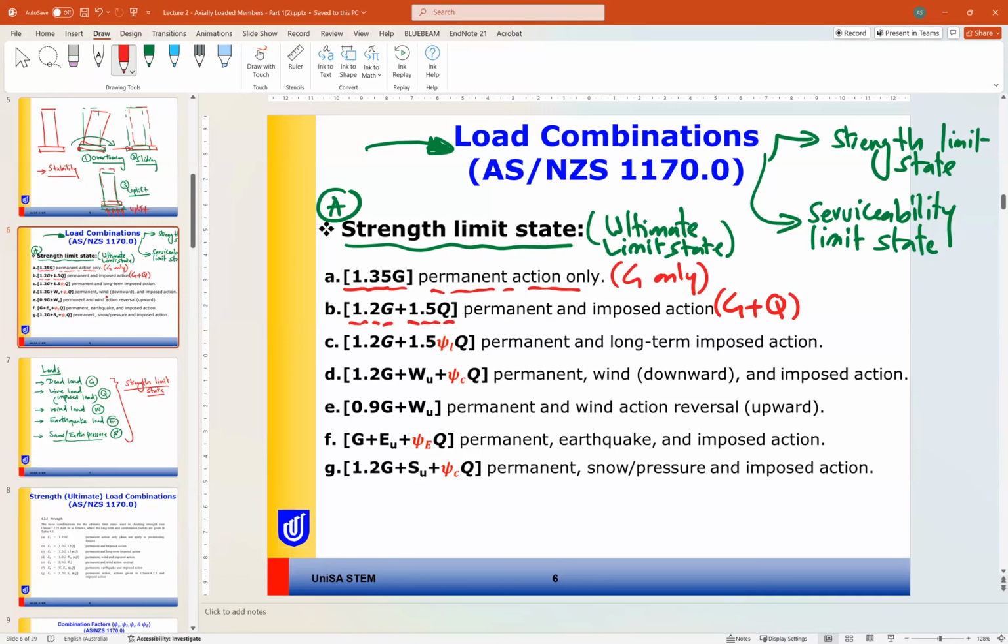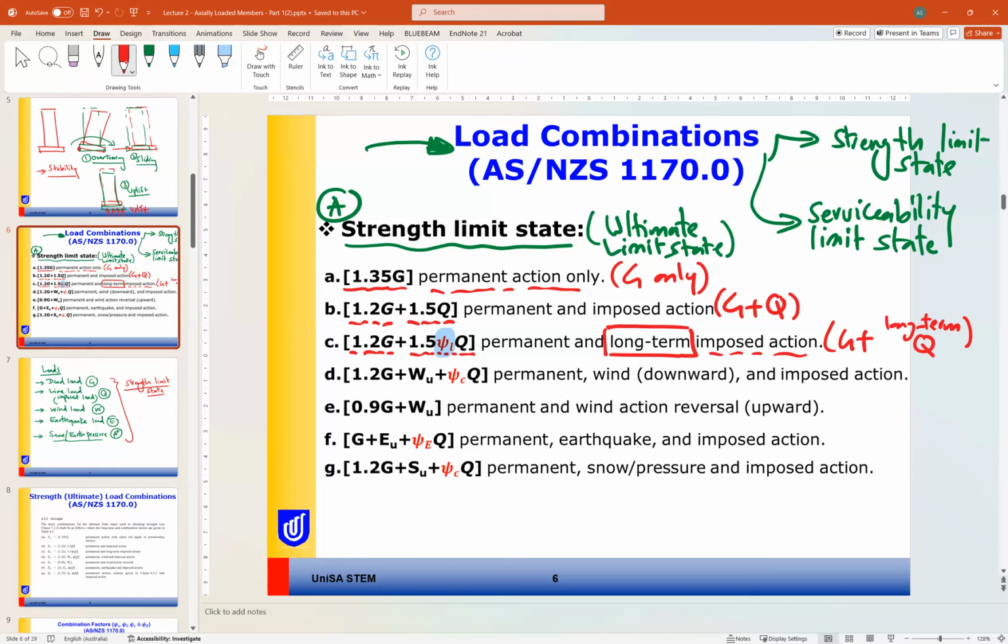Another case is 1.2 G plus 1.5 psi L Q. As you can see here, we have a factor called psi L. Psi L is just to take the effect of long-term live load. So we can call this G plus long-term Q. Because live load is not a long-term load, but in some cases or some structures, we have some types of long-term live load.